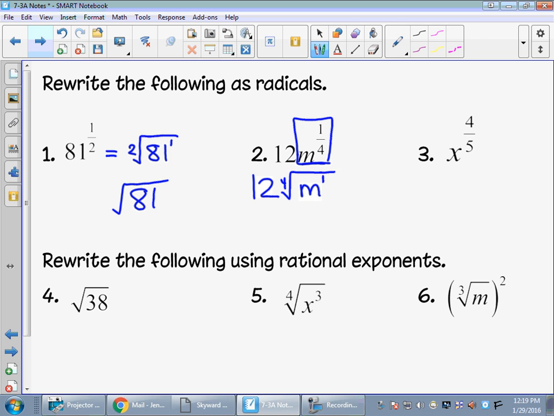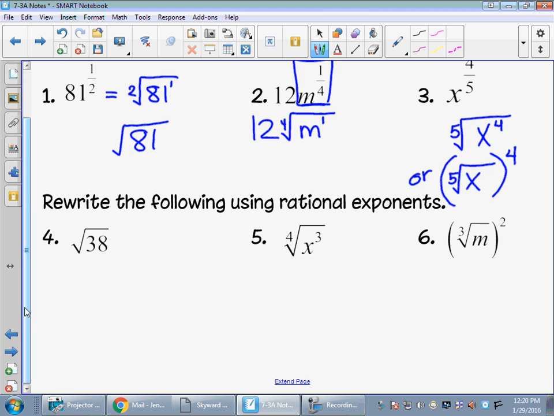Number 3, x is going to go inside the radical sign. It's the fifth root of x to the fourth. There's your 4/5. Or if you wanted to, you could write it as the fifth root of x and then take it to the fourth power. The 4 can go inside or it can go to the whole thing. Okay, so it's just going to get some time and to get used to that conversion. Let's try it the other way now. So if I have the square root of 38, 38 is being raised to the first power.